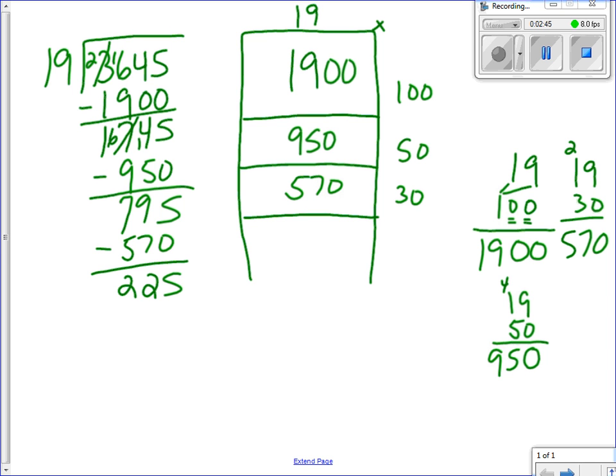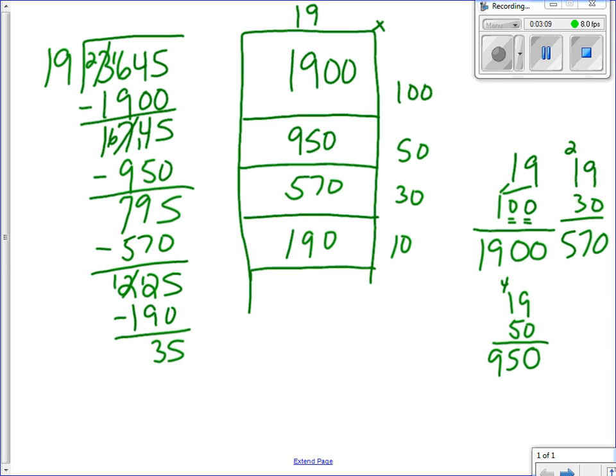I have 225. I can't use 30 again because that's 570, but I know 10 is 190 because I can do that in my head. So I close my rectangle there. I have 190 over here. 5 minus 0 is 5. I have to borrow. 12 minus 9 is 3. So I have 35, so I need to figure out how many groups of 19 I could put into 35.